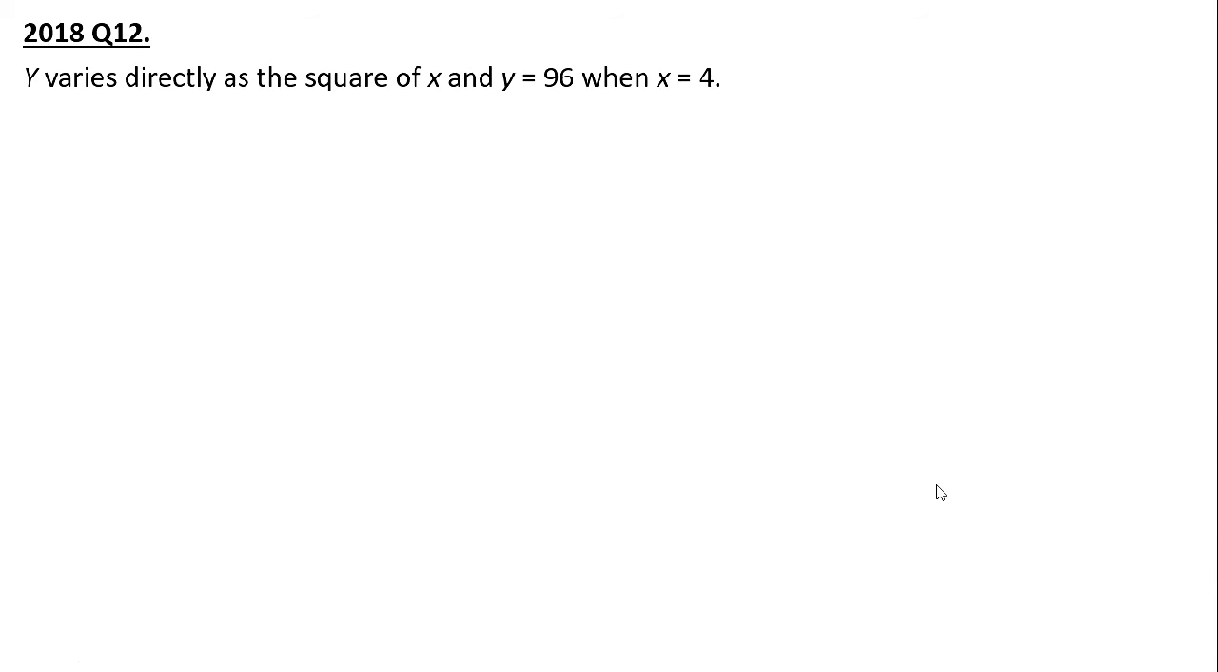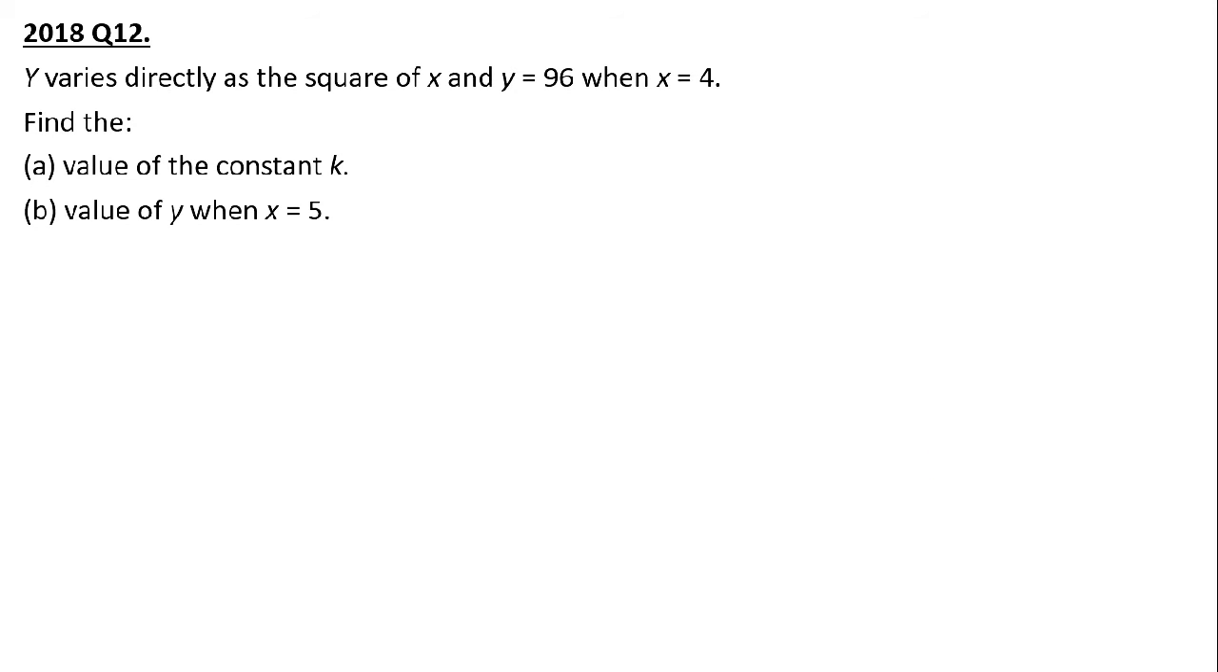2018. y varies directly as the square of x and y equals 96 when x is equal to 4. Find the value of the constant k. Find the value of y when x equals 5. Find the value of x when y is equal to 24.